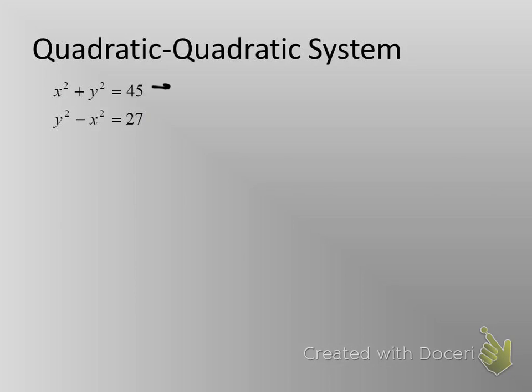Okay, first thing they try to do is trick you and make you think, oh look, it's already lined up, but it's not. So make it lined up. I'm going to move like this: y squared plus x squared equals 45.